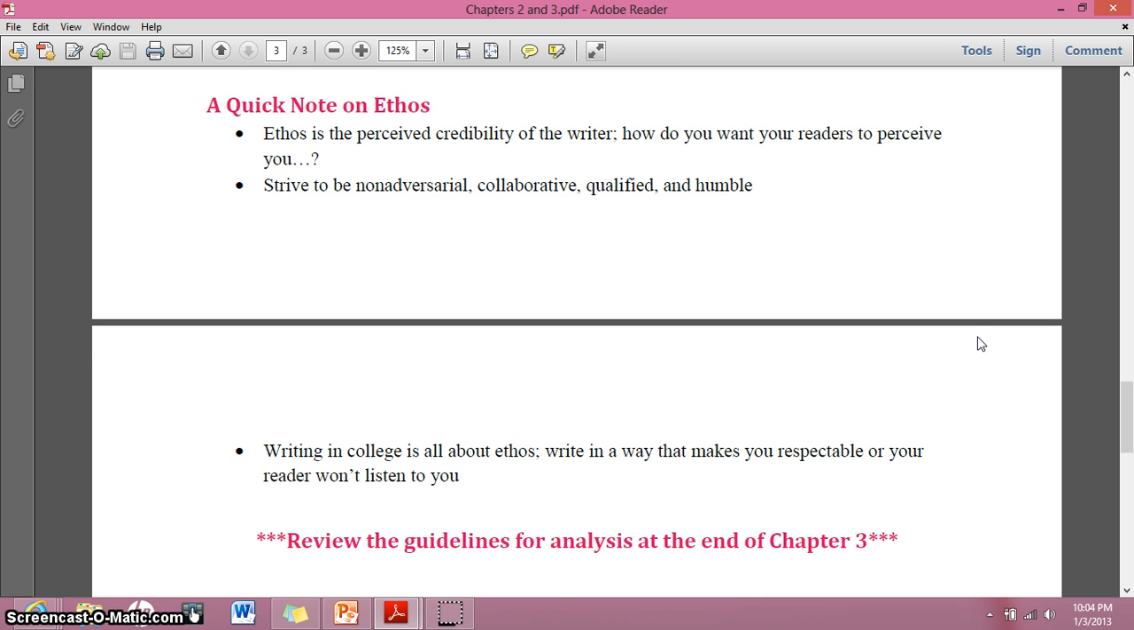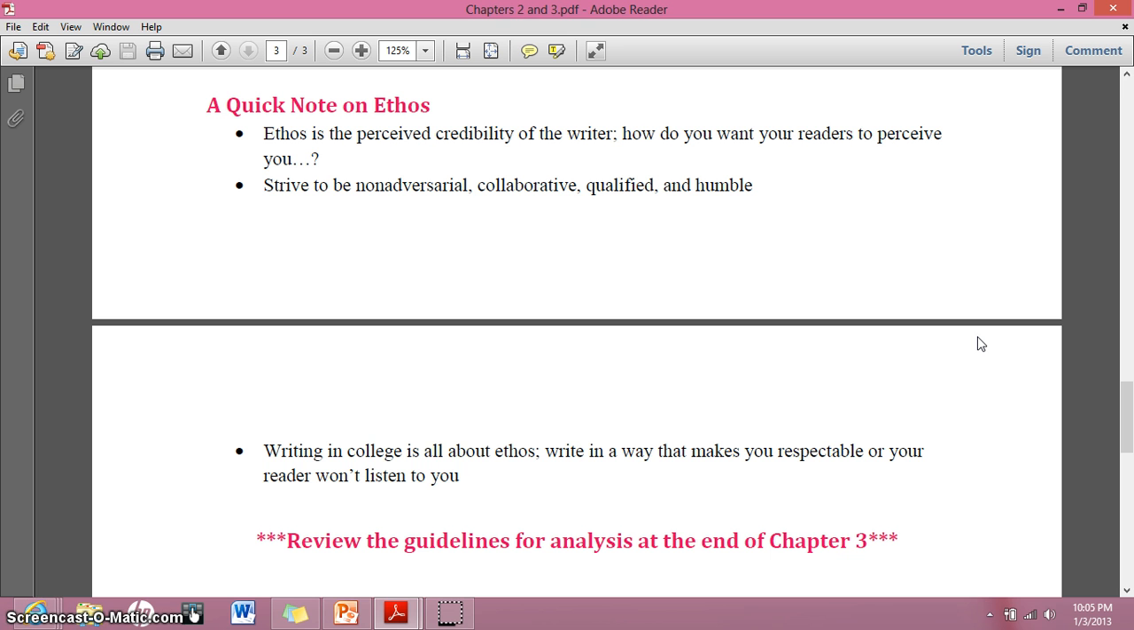I wanted to make a quick note on ethos. Ethos is the perceived credibility of the writer. Doesn't mean that's what the writer actually is, but it's the perceived credibility, which is all that your reader has. Your reader doesn't know you, knows nothing about you. At least you need to assume they don't. So all that they understand about you is how you write. So you need to ask yourself, how do you want your readers to perceive you?